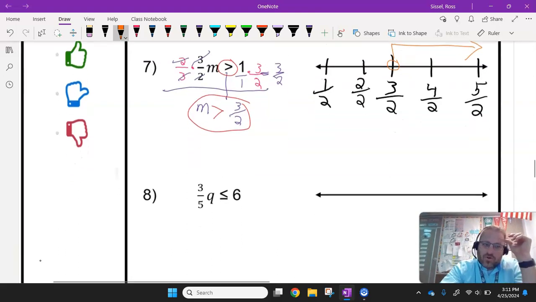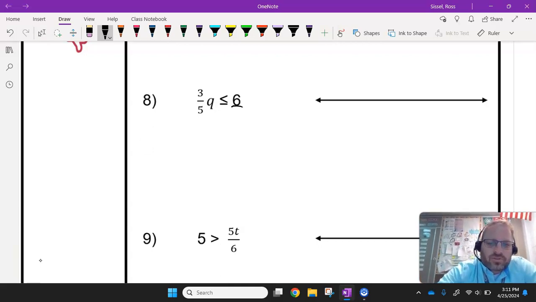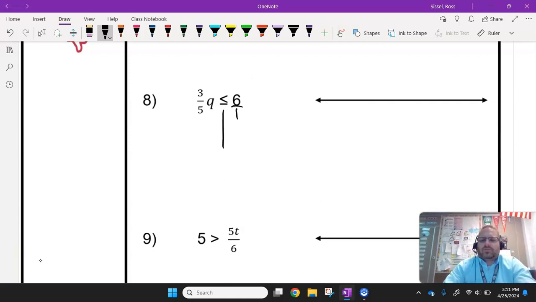Alright, hopefully that one helps you. I know that one's a little trickier. This one should be a little bit better. I'll give you one little hint on this one. I'm going to change this to 6 over 1 right away for you. That might help you. And I'm sorry, my work. Alright, so 3/5 times q is less than or equal to 6 over 1. What would q equal?